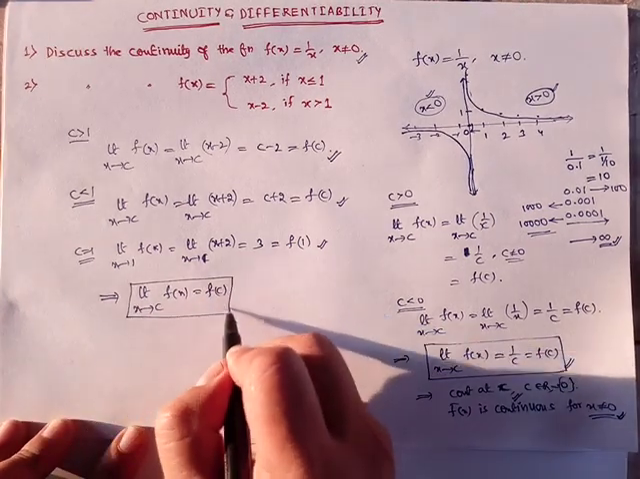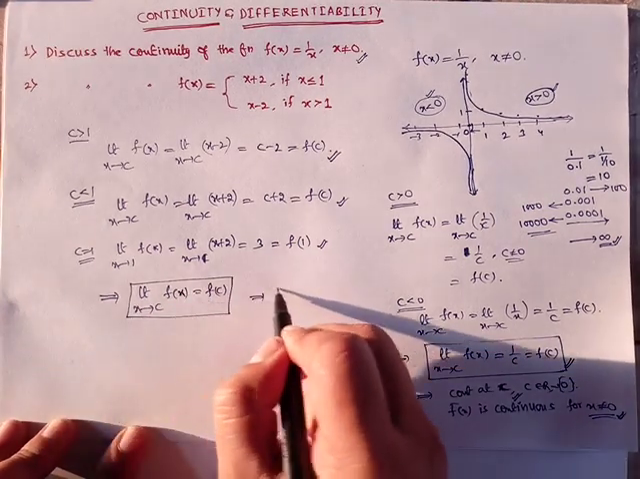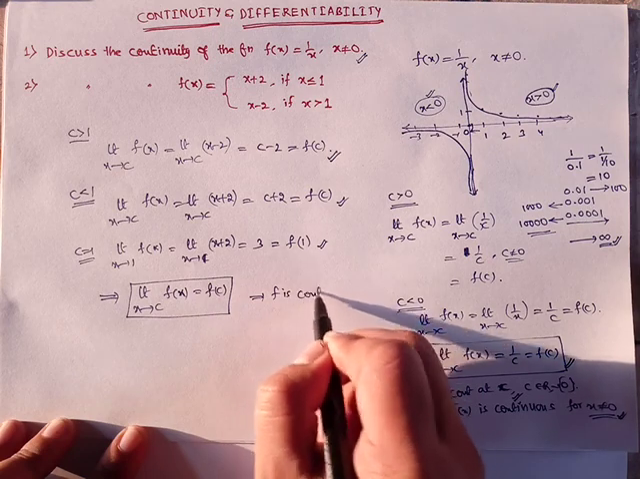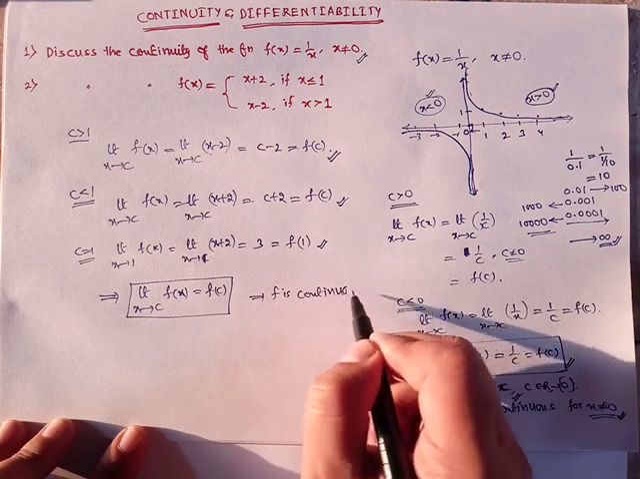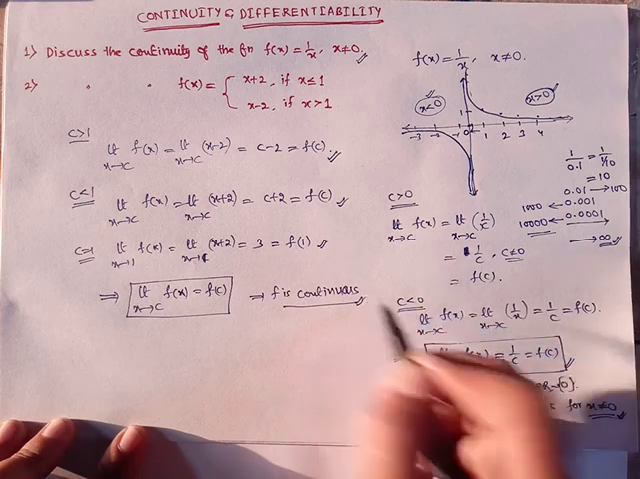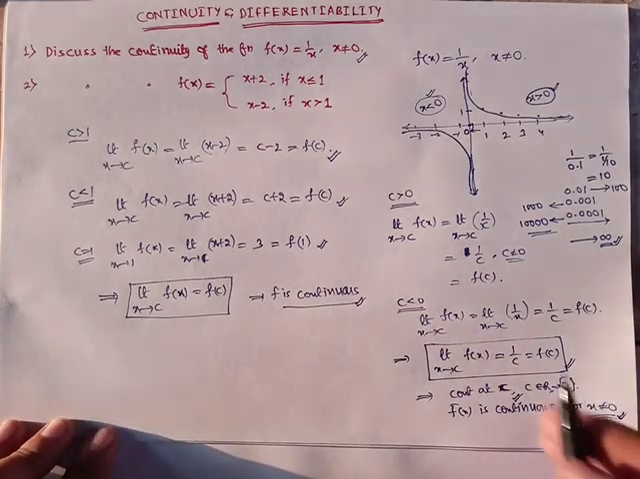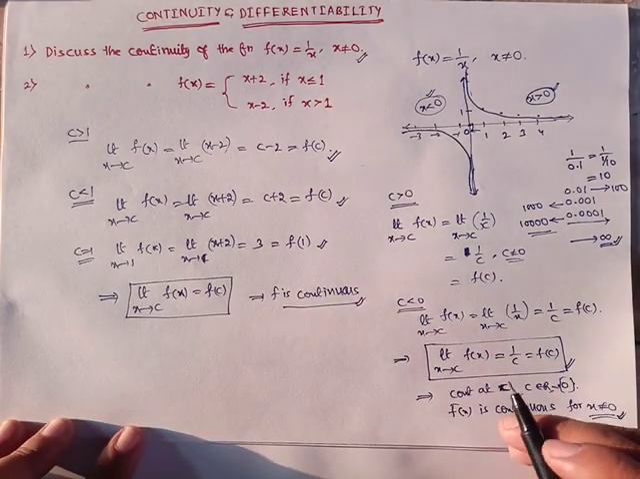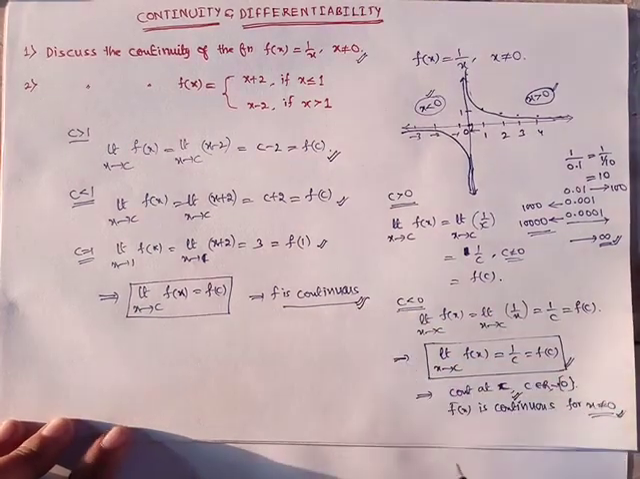By the definition of continuity we can say f is continuous, f is continuous for all the cases, either c greater than 1, c less than 1, or c equal to 1.